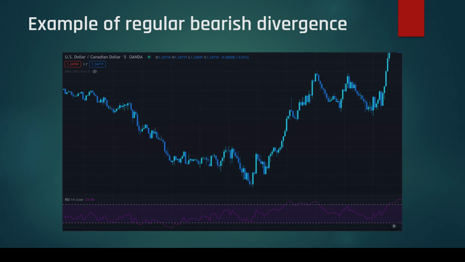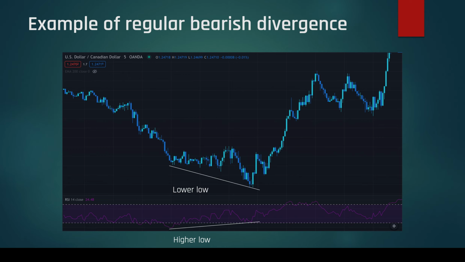So here's an example of regular bearish divergence. You can see we're in a nice downtrend on the left-hand side of the screen. And remember, this is regular, so what we're looking for is some signs of weakening in the current trend, and a reversal could be on the cards. So you can see we've got a lower low on price, and we've got a higher low on the RSI. So this is divergence. Price and the RSI are giving different readings in terms of direction, and this is divergent.